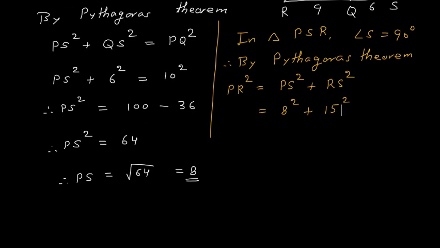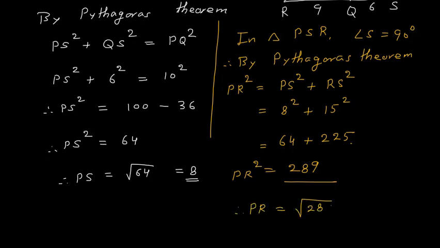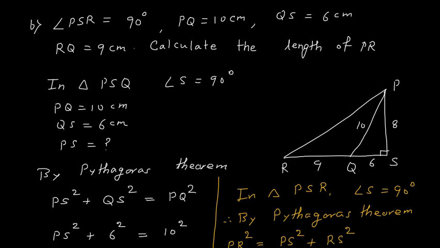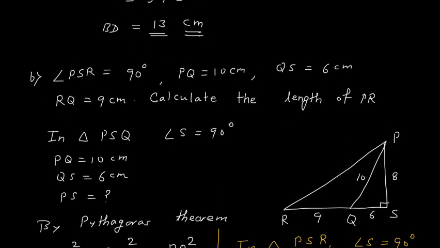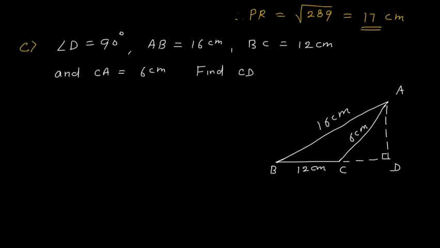8 square is 64, 15 square is 225. Now 64 plus 225 is 289. So this PR square is equal to 289. Therefore the value of PR is square root of 289. Now square root of 289 is 17. So the value of PR is 17 centimeter. We get it as 17 centimeter. Okay. Now let us see the third problem or part.